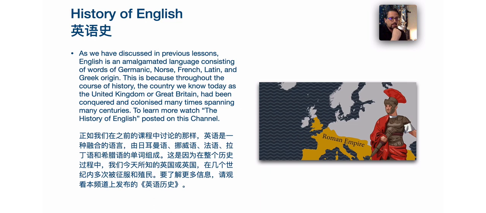But English itself contains Germanic, French, Latin, and Greek. And this is because the country that we know today as the United Kingdom or Great Britain had been conquered and colonized many times, spanning many centuries.